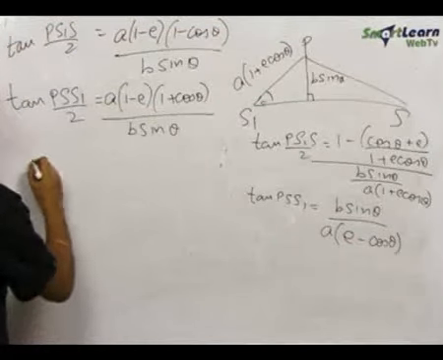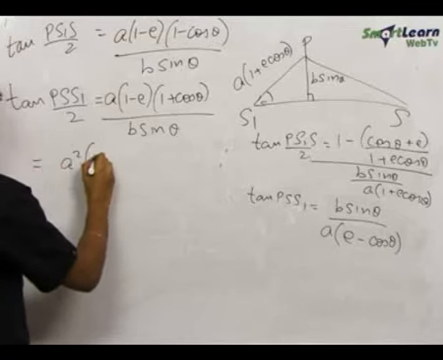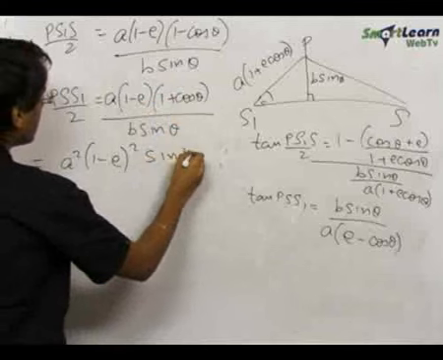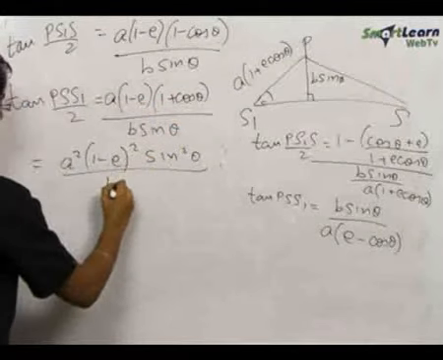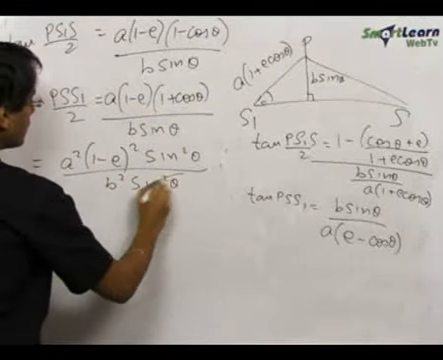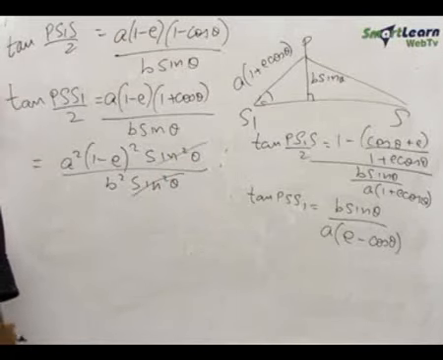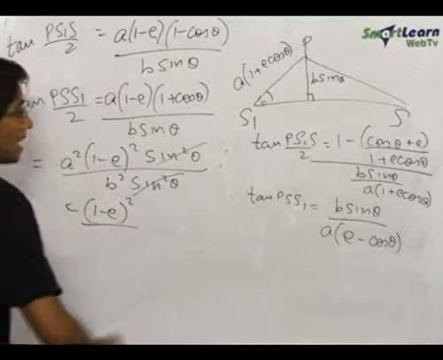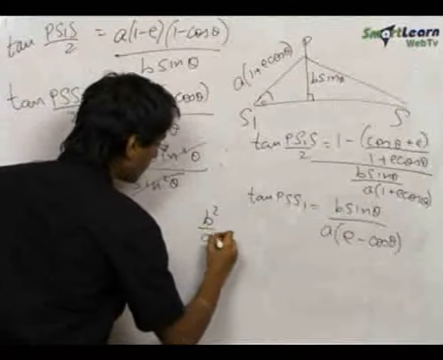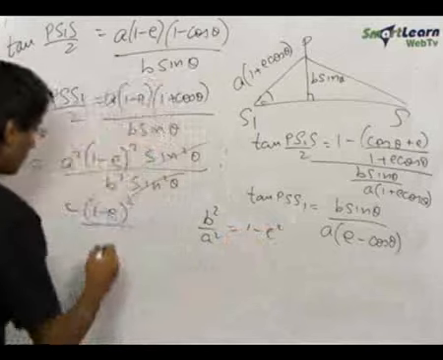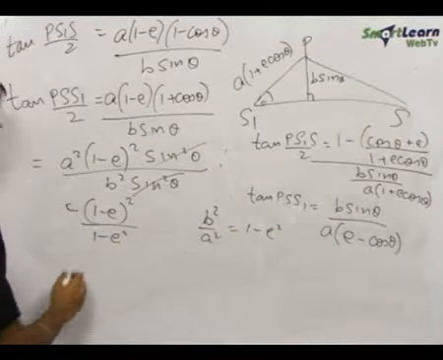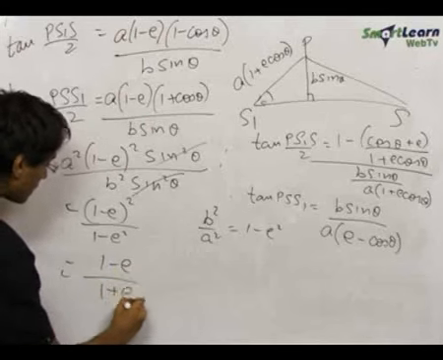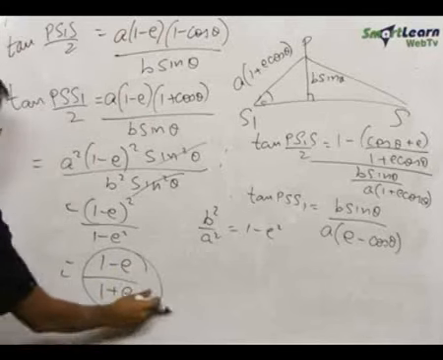Now we need to find the product of tan of PS1S by 2 and tan of PSS1 by 2. The product comes out to be equal to A square times 1 minus E whole square into 1 minus cos square theta, that is sin square theta, upon B square sin square theta. This sin square theta and sin square theta get cancelled. So we have 1 minus E whole square divided by B square by A square, and for an ellipse we know that B square by A square is equal to 1 minus E square. So this is 1 minus E square. Cancelling the factor of 1 minus E, this comes out to be equal to 1 minus E upon 1 plus E, which we needed to prove.